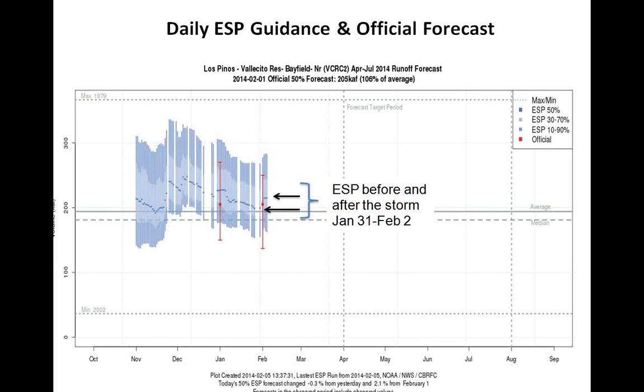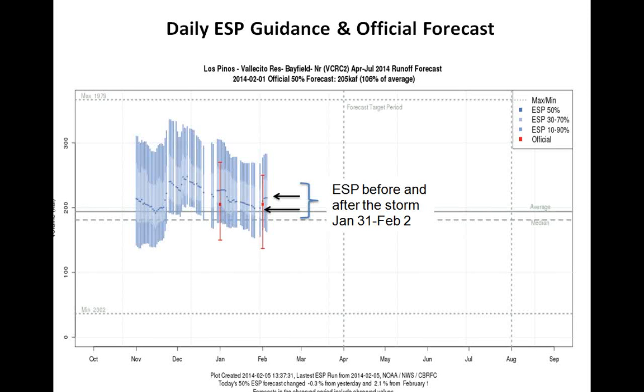As forecasters, we do have insight to this. We try and make adjustments for this. It's always kind of a challenge when you're getting a big event right when you're trying to make a forecast. But we do account for that, and I just wanted to point that out. In this case, we went a little bit above the ESP guidance that we had on the 31st of January, and by February 2nd, it was higher, and we're kind of in the middle.